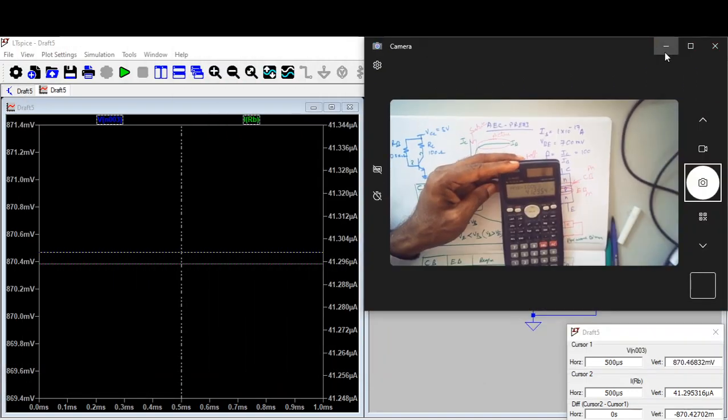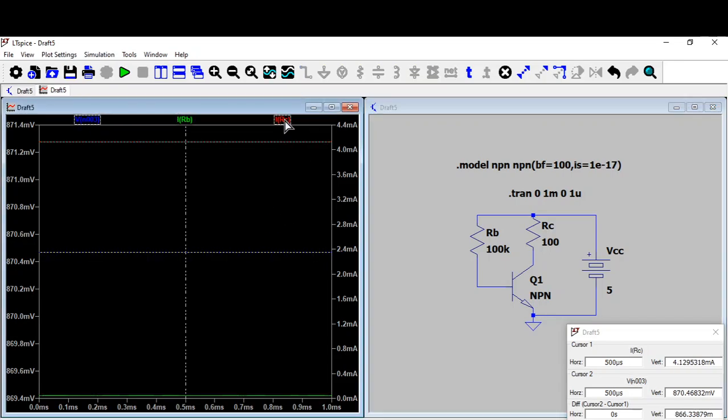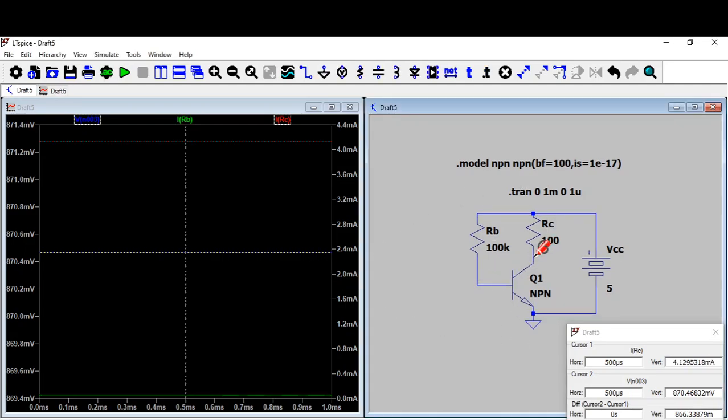Can you see IC now? Since we made the beta 100, then IC has to be naturally 100 times this. So where is 100 times? Let me see here. See this current of RC, is it not 4.12 milliampere? Can you see it is 4.12 milliampere? Then how much is the voltage at collector? Let me label this as collector voltage.